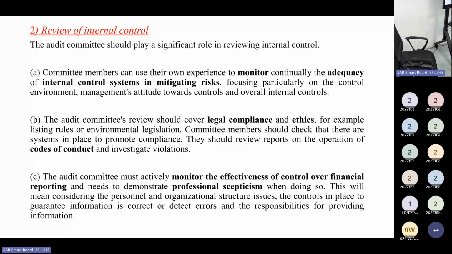So specifically, the audit committee needs to ensure that there are proper internal controls being set for the financial reporting part. Because if the financial reporting information does not have the right controls, that means the information may not be accurate, right? There can be questions on the reliability of that information, right?